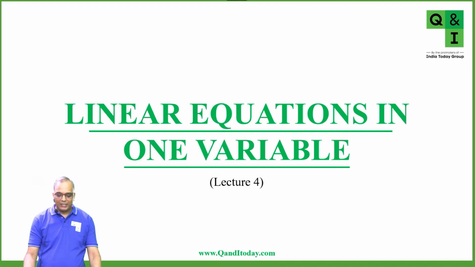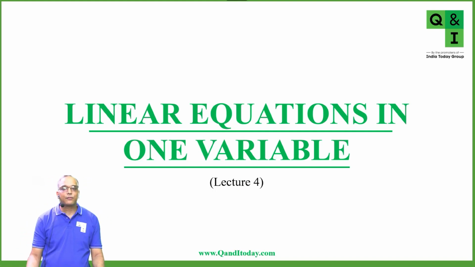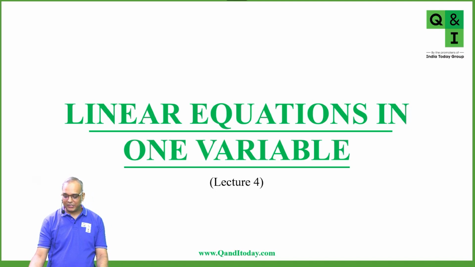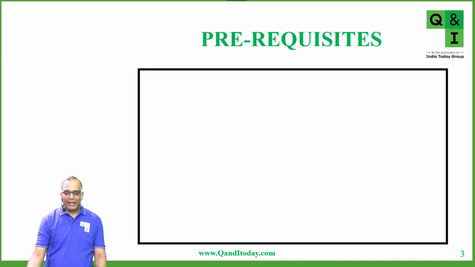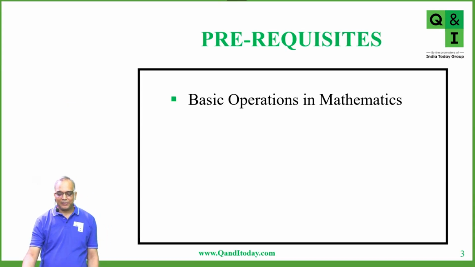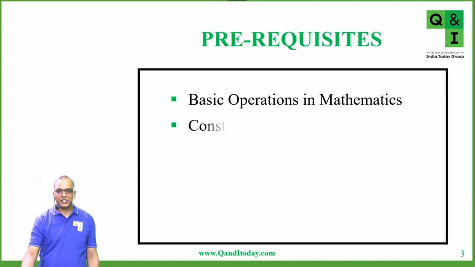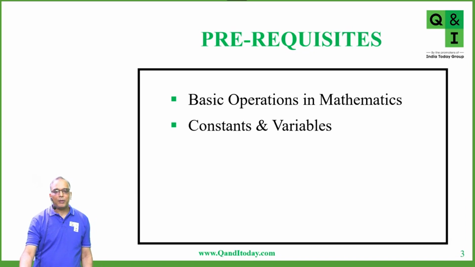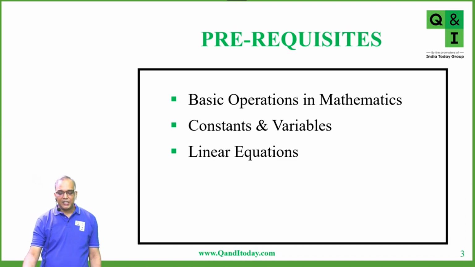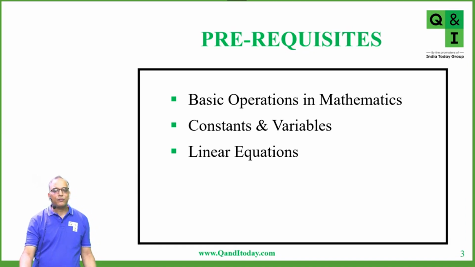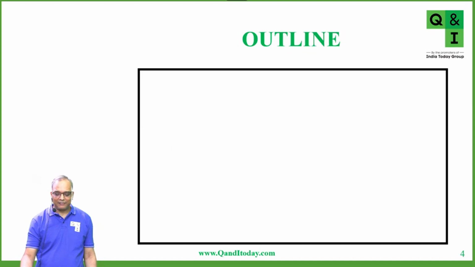First of all, linear equations in one variable. Today is our fourth lecture of this chapter, linear equation in one variable, students. And the prerequisite for this chapter is that we should know basic operations in mathematics, that is addition, subtraction, multiplication, and division. You should know about constants and variables. And you should know the basics of linear equations, which you have done in class 7th.